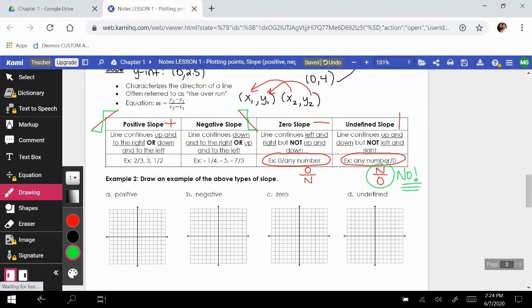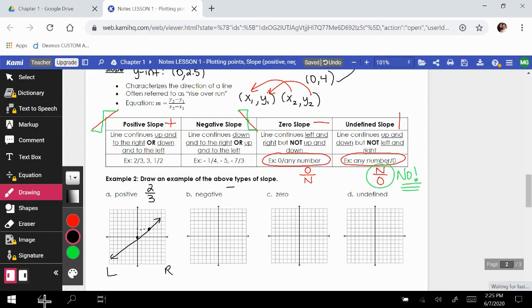Draw an example of the above types of slopes. So we're just doing a sketch. Positive slope. Let's do a positive slope with 2/3. Okay, let me start at the origin. I'm going to go up 2 over 3, make a point there, and draw a line. That's a positive slope. See how when I move from left to right, the line goes up?